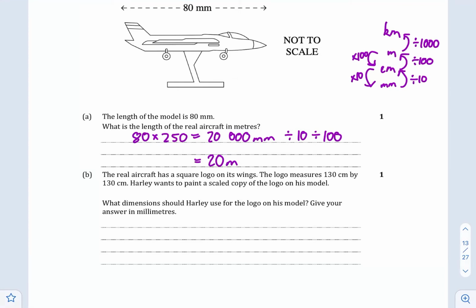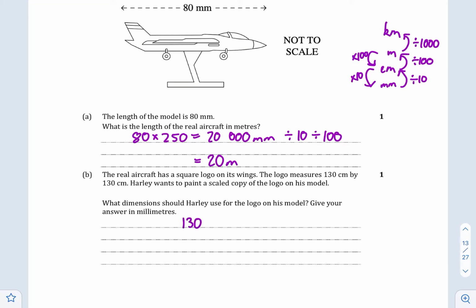Next we have part B, which is the real aircraft has a square logo on its wings. The logo measures 130 centimetres by 130 centimetres. Harley wants to paint a scaled copy of the logo on his model. What dimension should Harley use for the logo on his model? Give your answer in millimetres.